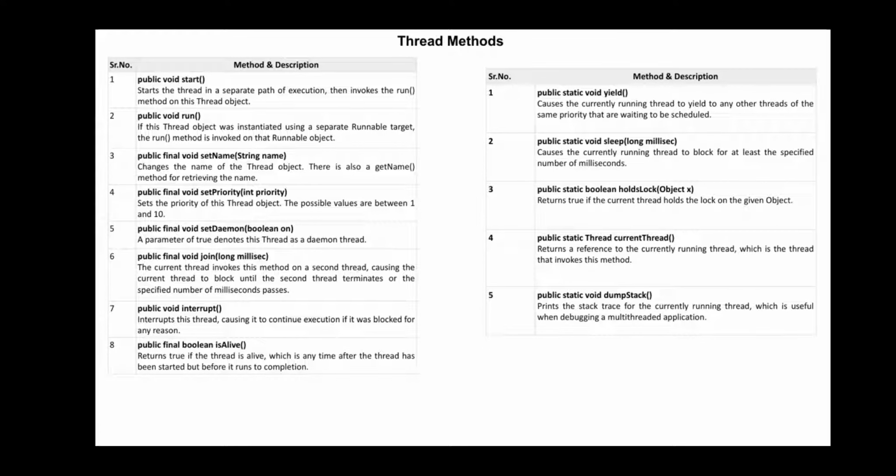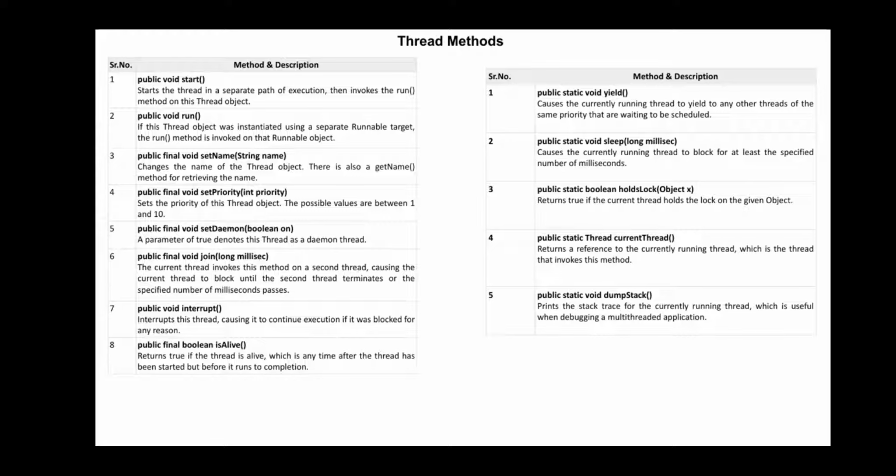Yesterday, we were discussing the different methods used in thread. The most important thing you are going to define is what is meant by a start method, why we are going to use the run method, and what is meant by set name, set priority, set daemon, join, interrupt, is boolean, yield, sleep, holds lock, current thread, dump stack.